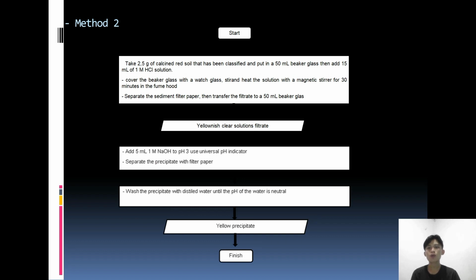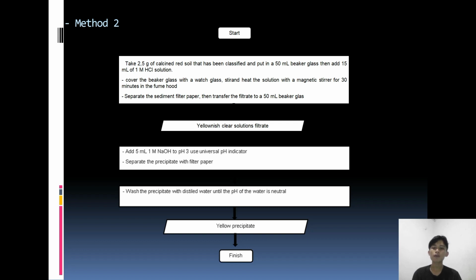Take 2.5 gram of chalconite red soil that has been classified and put it in a 50 ml beaker glass, then add 50 ml of 1 molar HCl solution. Cover the beaker glass with a watch glass. Stir the solution with a magnetic stirrer for 30 minutes in the fume hood. Separate the sediment with filter paper, then transfer the filtrate to a 10 milliliter beaker glass. The filtrate is a clear yellow solution.